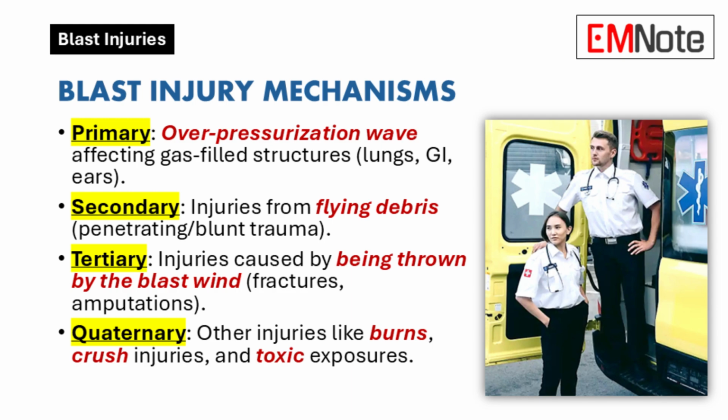So we've covered injuries from the blast wave, from projectiles, and from being thrown by the blast. What about other types of injuries? That's where quaternary blast injuries come in. This category covers everything else related to the explosion. These injuries include burns, crush injuries, or even inhaling toxic substances released by the blast. So blast injuries can really impact every system in the body. That's right. And it's important to remember that a patient may have a combination of these different types of injuries.